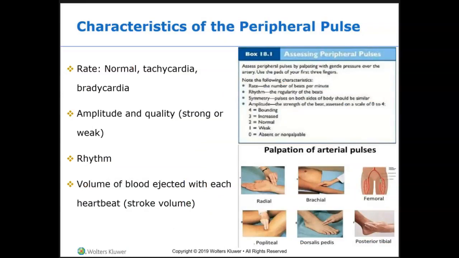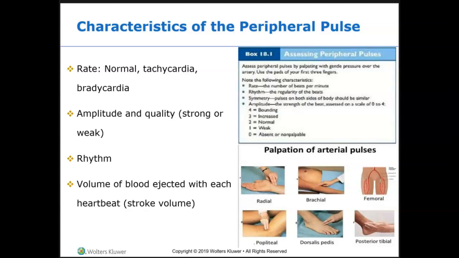Okay, peripheral pulses. When assessing the pulse, feel or listen for a normal rate. Normal, first of all, is 60 to 100 beats in 1 minute. A pulse rate under 60 is called bradycardia, and a pulse rate over 100 is called tachycardia.